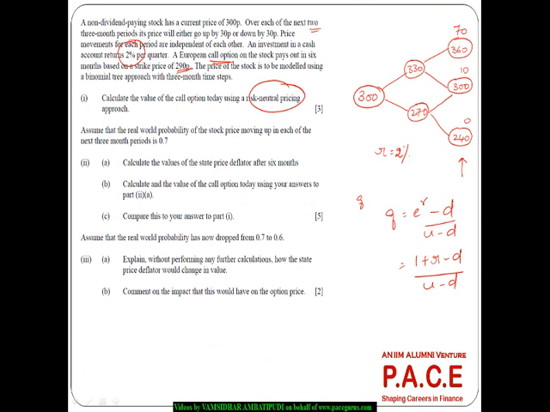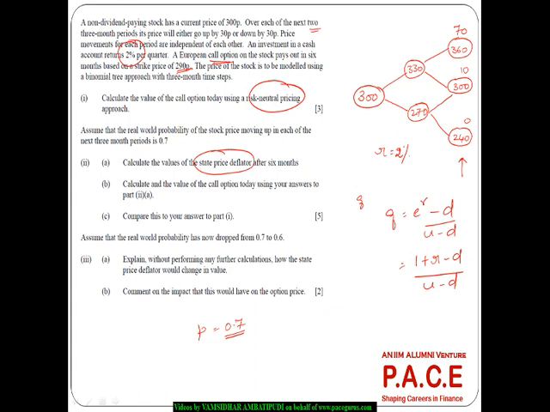Alright. Assume the real world probability of the stock price moving up in each of the next months. So under the P measure, the real world probability is 0.7. The risk neutral was around 0.6 and 0.61, whereas in the real world, this is coming out to 0.7. Now based on this, I'm trying to find out the value of the state price deflator after 6 months.